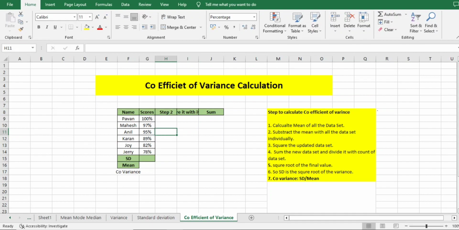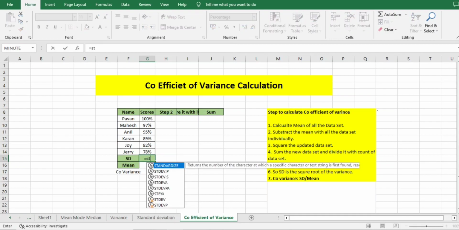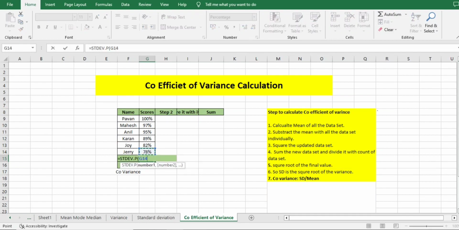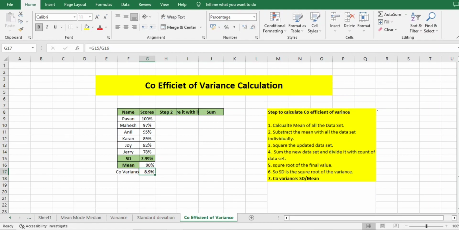Let's start with the process. Directly we will jump into the standard deviation. The formula of standard deviation we have already seen earlier. We'll just select all the numbers, and we get a certain percentage here. Yes, this is what the standard deviation says. Now we need to calculate the mean, which means the average. Let's calculate the average of all the data set we have. Okay, done. Now divide the standard deviation by the mean. We will get the coefficient of variance.